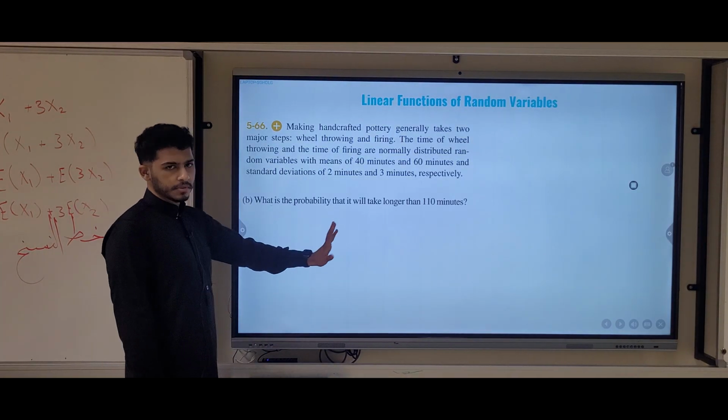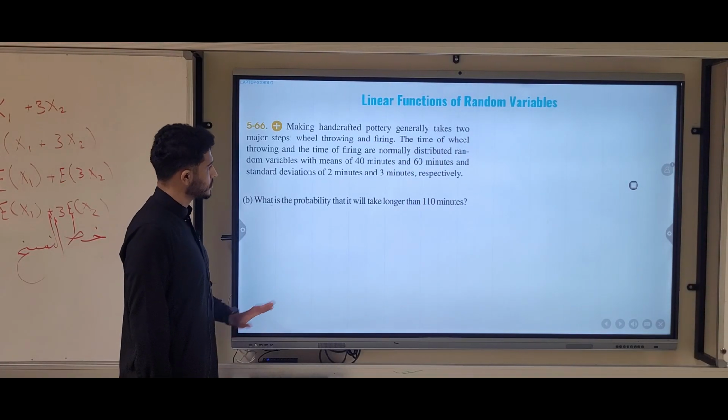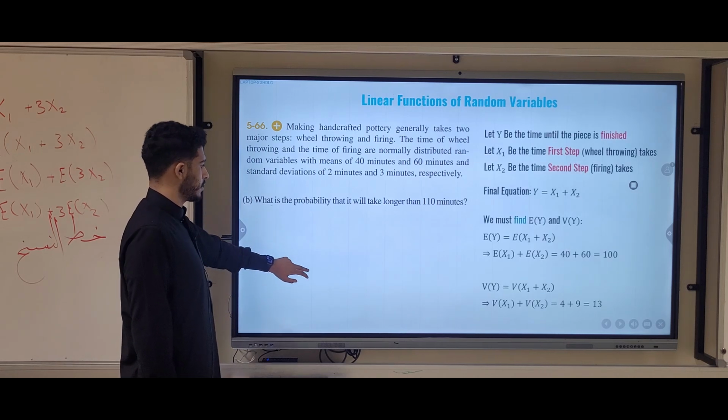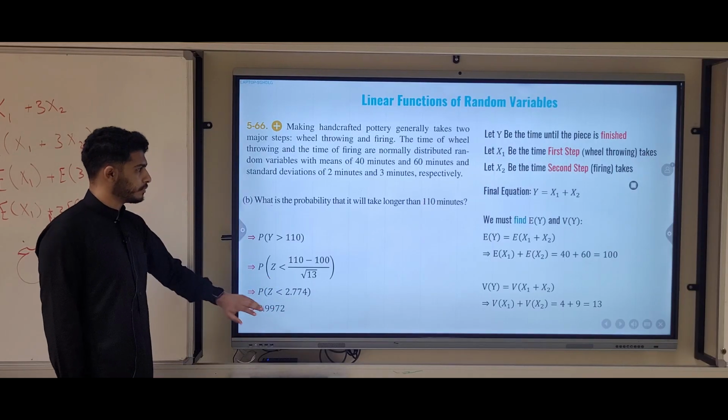It's the same idea. The question is the same idea. You can pause the video and solve it by yourself. There is nothing new to it. So yeah, I'm going to show the answer right now. So basically the same idea, but here's the probability.